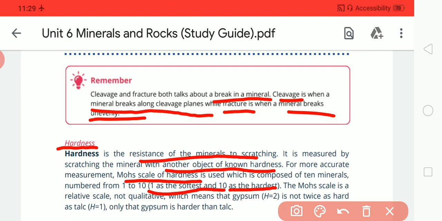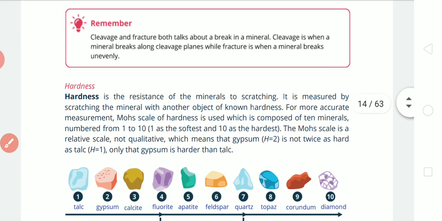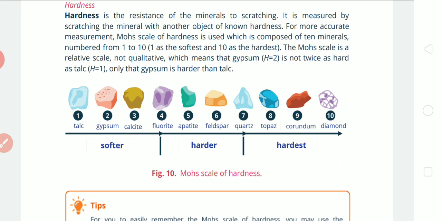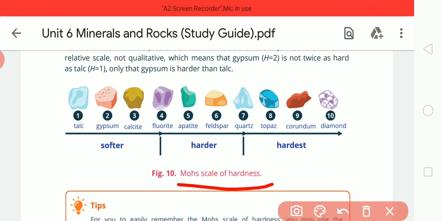The Mohs scale is a relative scale, not quantitative, which means that gypsum is not twice as hard as talc. Only that gypsum is harder than talc. Kining talc, class mo ni siya ang kasagaran ng mga minerals na makita nato sa mga cosmetics na ginagamit for makeup, kanang pulbus nato. Okay. So, by just observing the Mohs scale of hardness, now we can say that talc is actually the softest. Tapos, yung pinaka-hard talaga is the diamond.